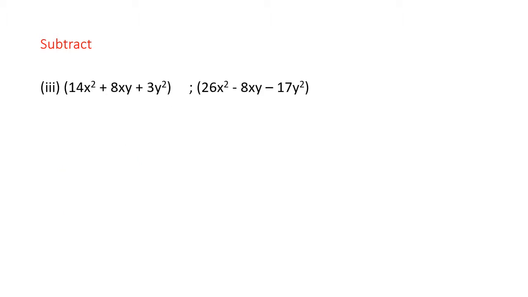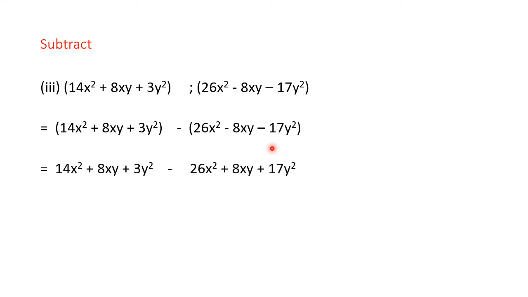Next, here also we are going to put a minus sign between two brackets, and then we are going to open the brackets. So when we open the brackets, plus 26x square becomes minus 26x square, plus 8xy becomes minus 8xy, minus 17y square becomes plus 17y square.